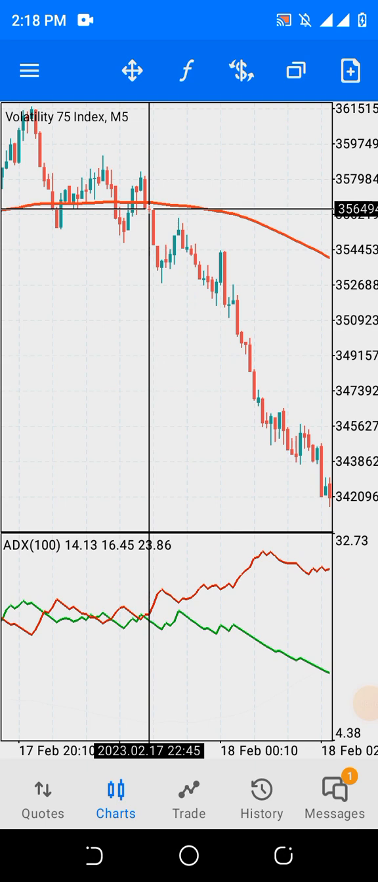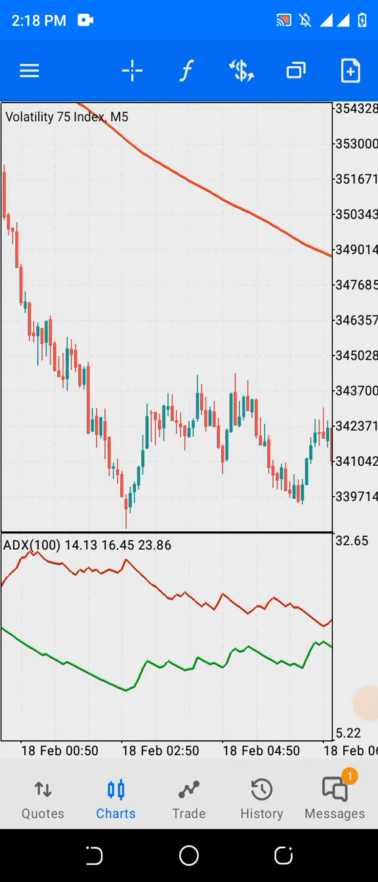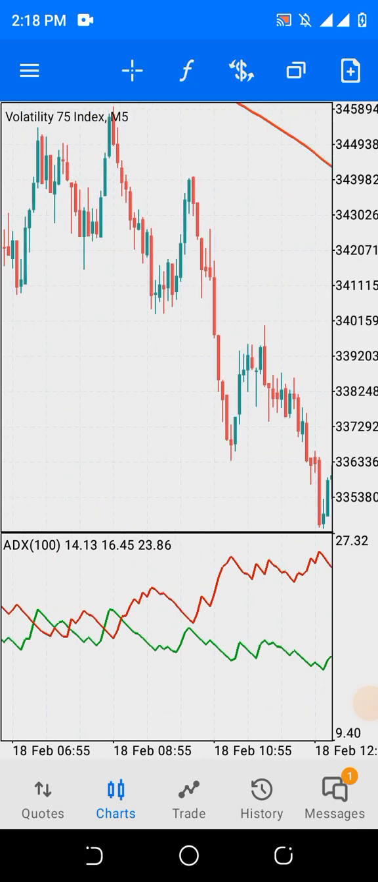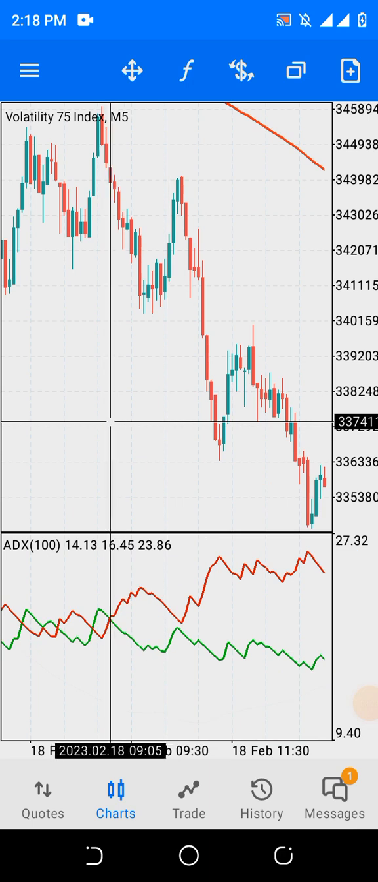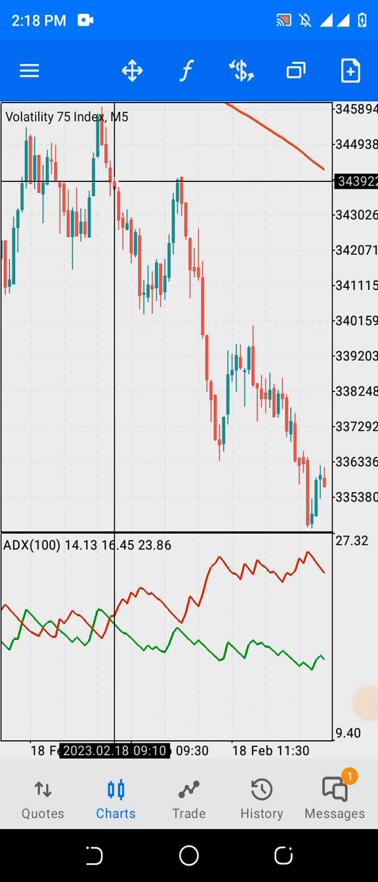Guys, this is a great profit generating strategy. And you see, this is another opportunity for you to make massive profit. Make a sell entry here.